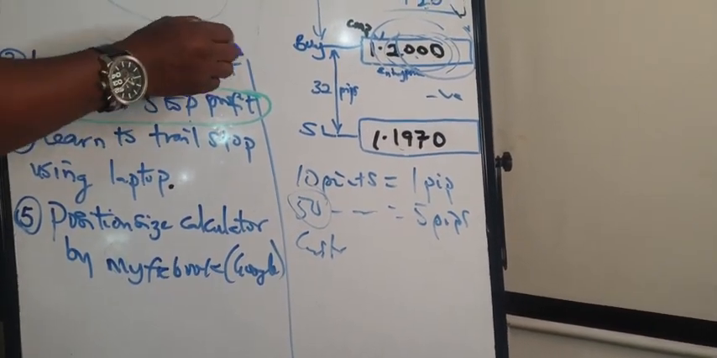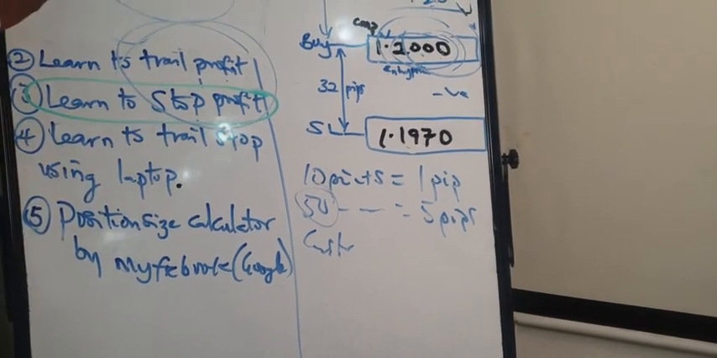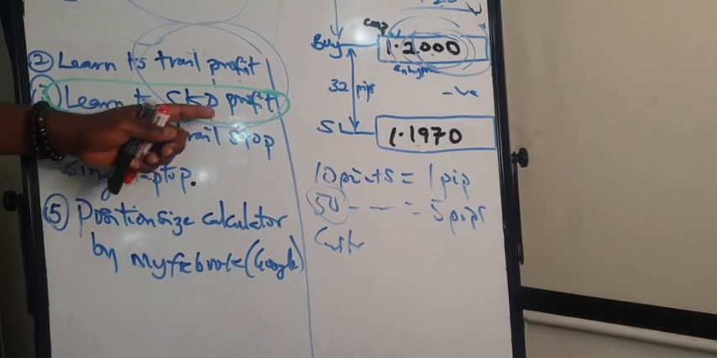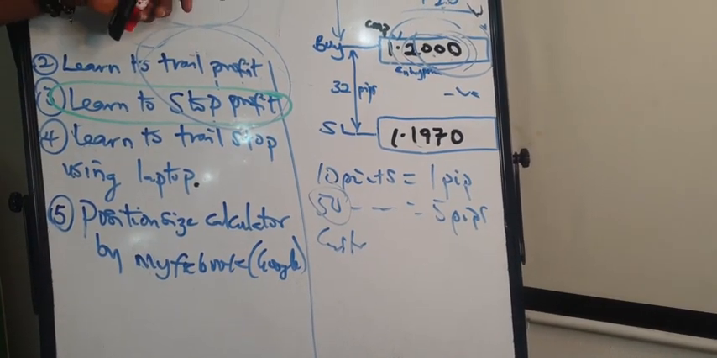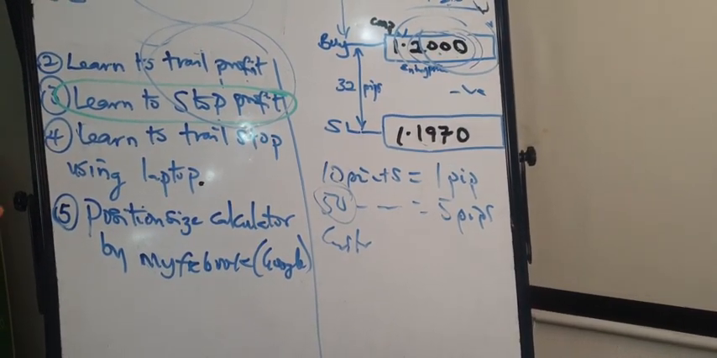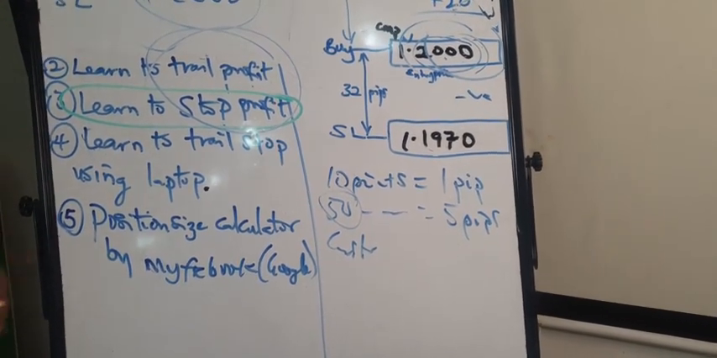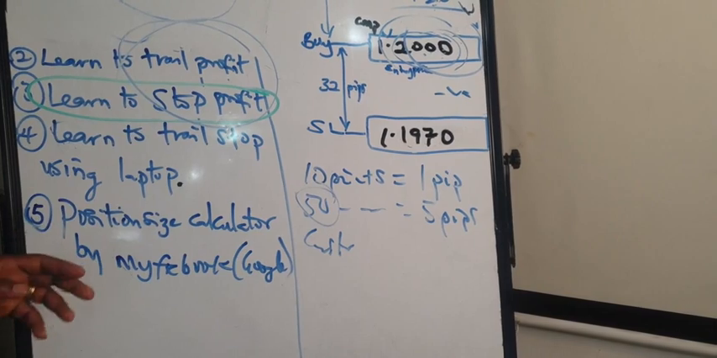But for phone, you can trail profit using the stop loss, and then you can stop profit using the stop loss as well, as high or as long as you want to remain on that one trade. And at that level, one trade can give you so much money that you might not even need to enter another trade on another currency pair.